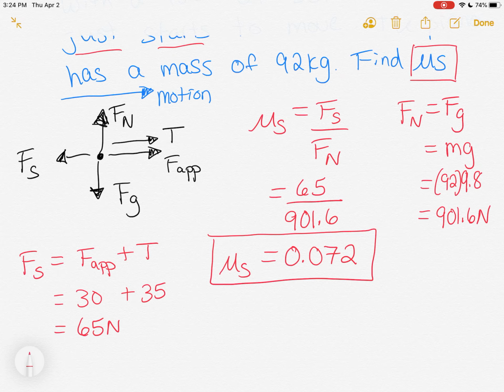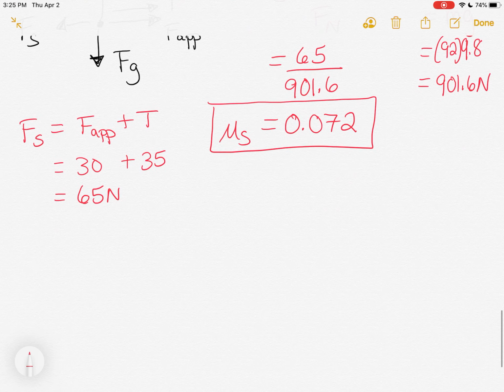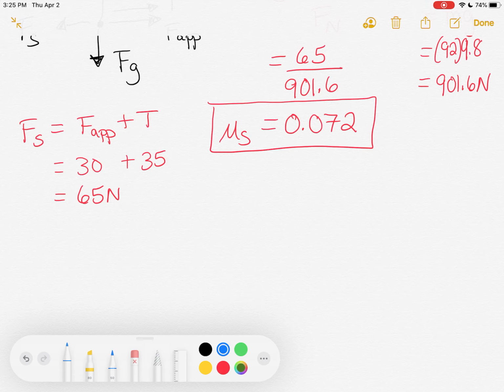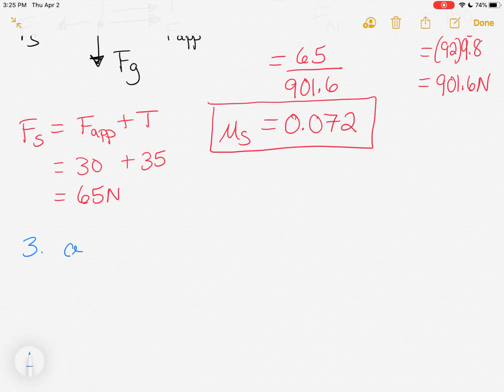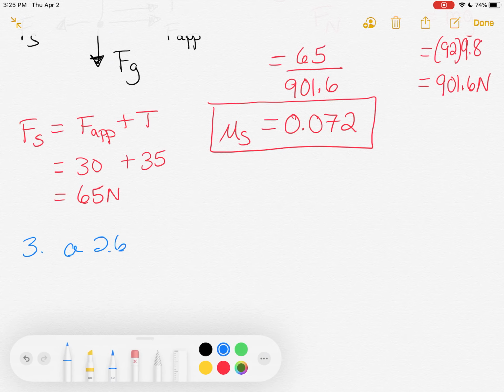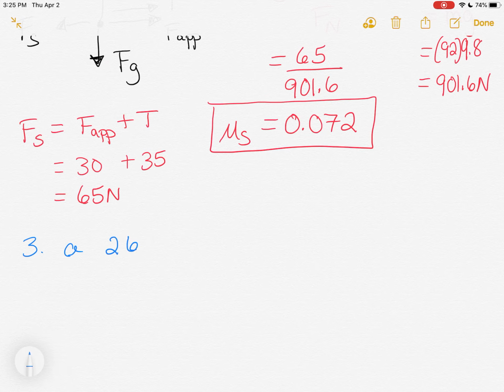Okay. All right, we're going to do, I think, one more example, and this example is also going to have to do with Fs. Okay, so third example, a 26... pen is acting up today. So a 26 kilogram desk is at rest on the floor.